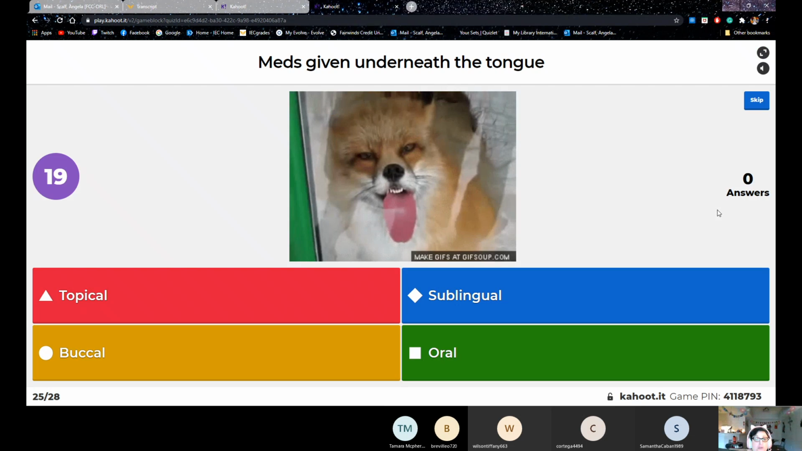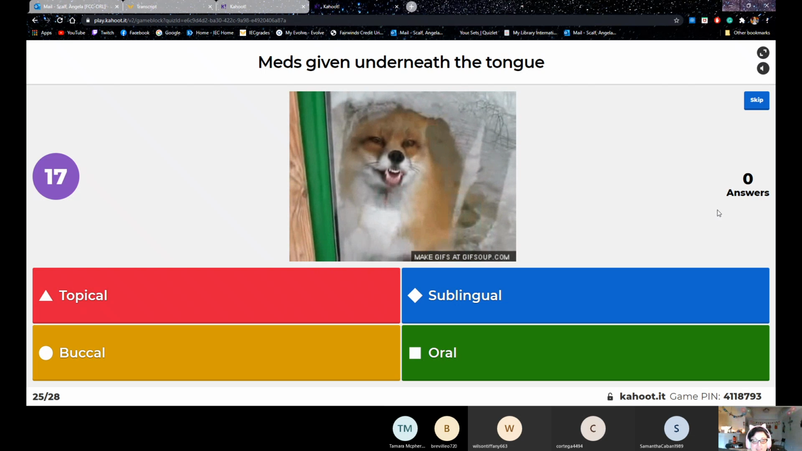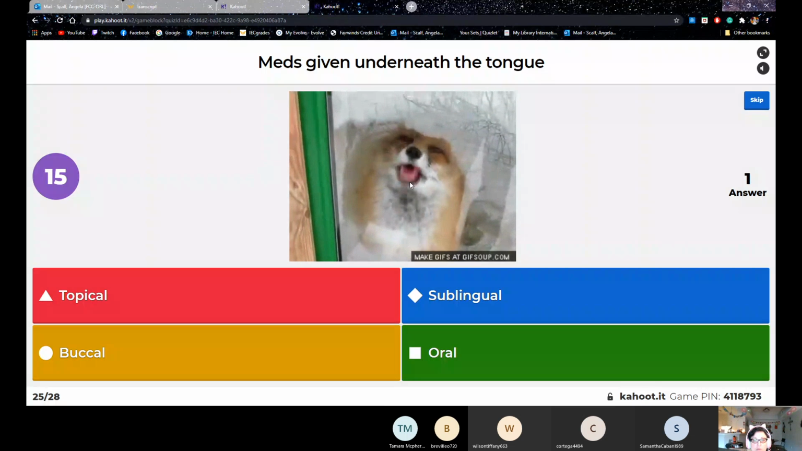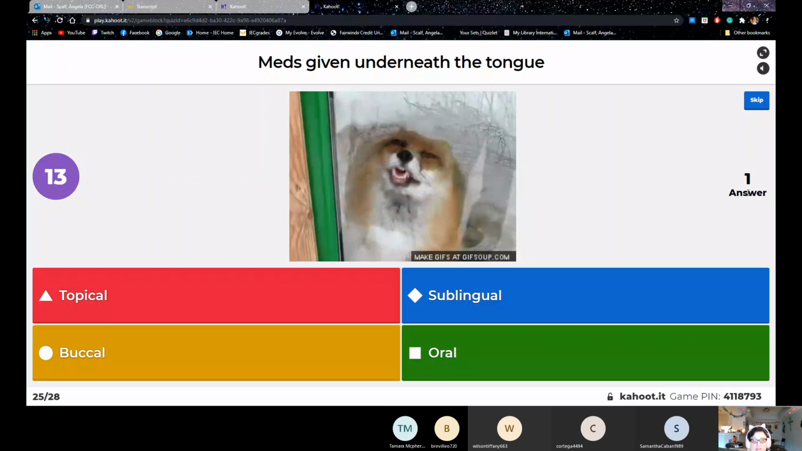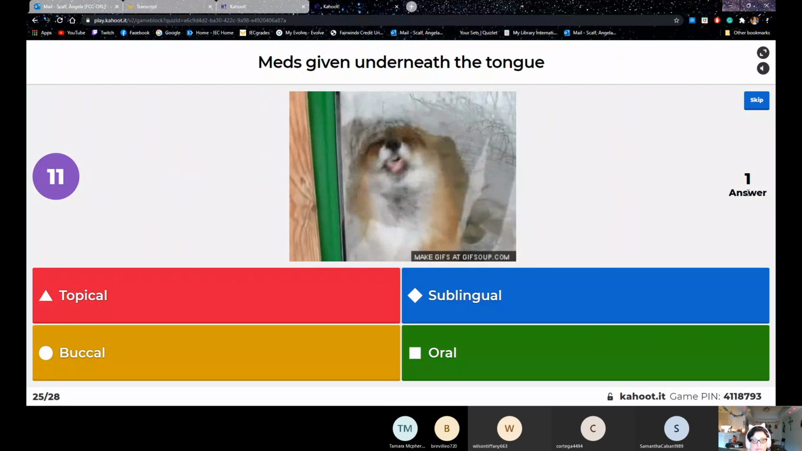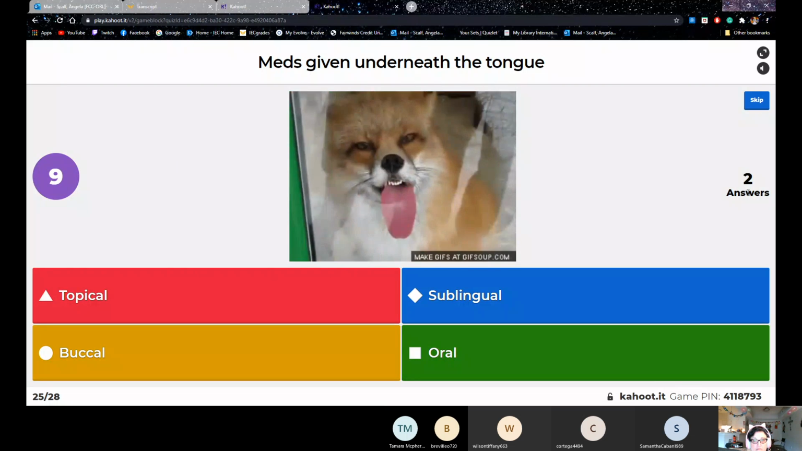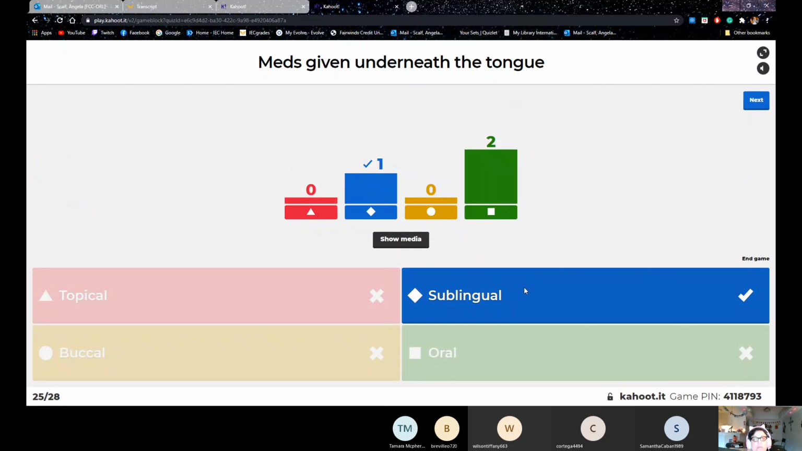Meds given underneath the tongue. Yes, sublingual, under the tongue.